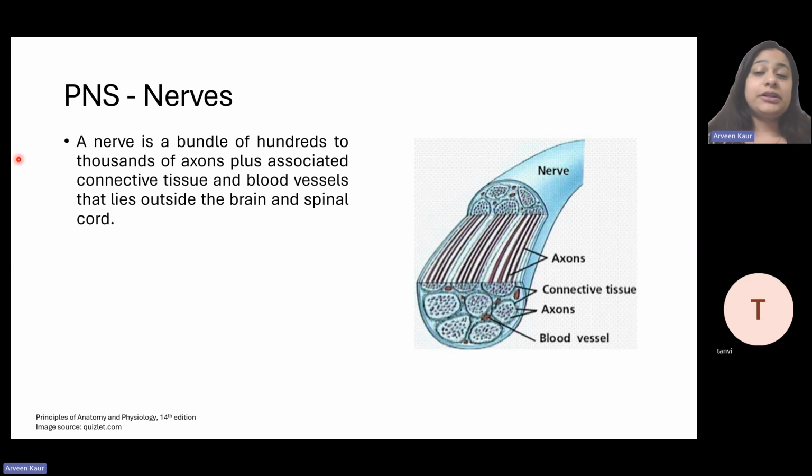An important thing to know here is, if this complete network of the axons, the connective tissue and the blood vessels is present within the brain and the spinal cord, then what will it be called? It will be called a tract. It will not be a nerve anymore. So in the PNS, it is known as a nerve. In the CNS, it is known as a tract. T-R-A-C-T, tract.